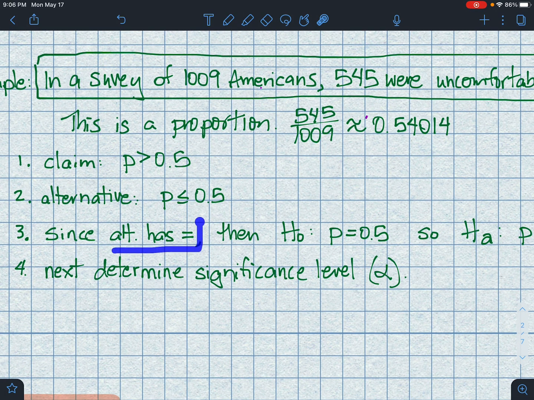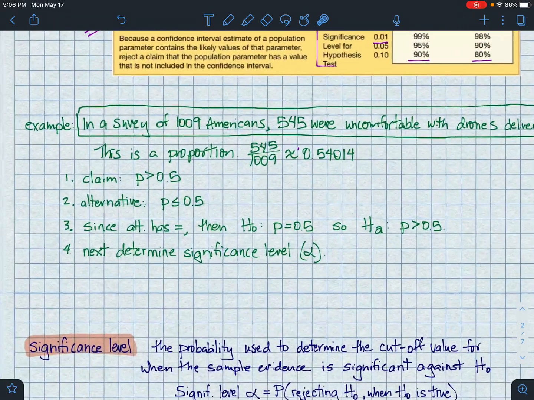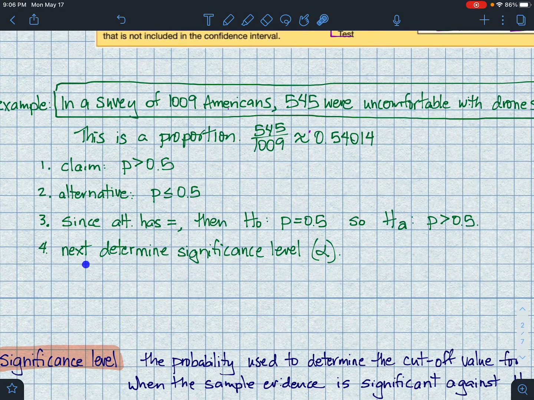Since the alternative has the equal sign, then H sub 0, the null hypothesis, is P equals 5. Therefore, our original claim is the alternative claim. Kind of an odd way that we go about that.